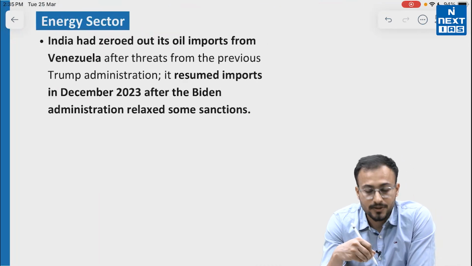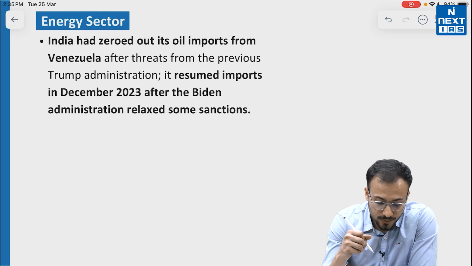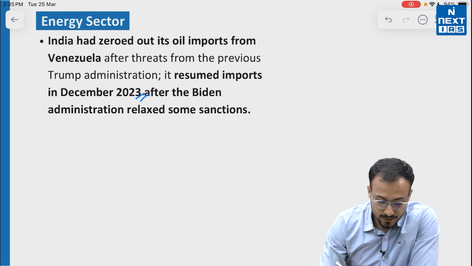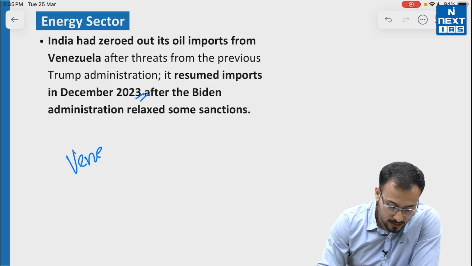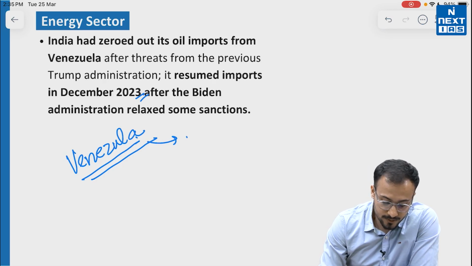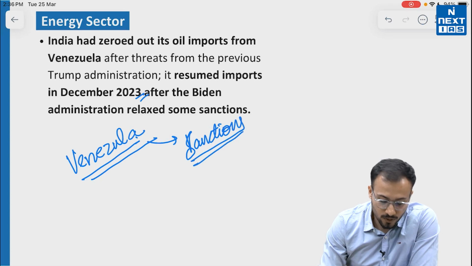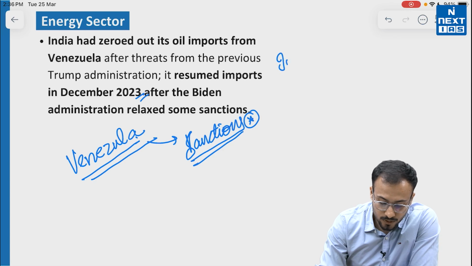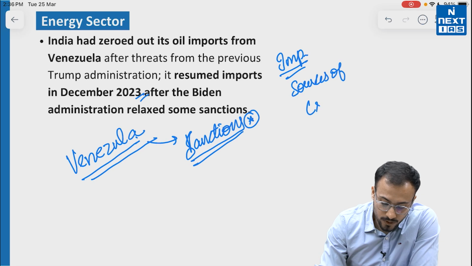The energy sector. This is also one of the contentious issues. India had zeroed out its oil imports from Venezuela after threats from the previous Trump administration. It resumed imports in December 2023 after the Biden administration relaxed some sanctions. So India imports oil from Venezuela. Now, Venezuela and the trading partners of Venezuela are being threatened by sanctions, and India also imports oil from Venezuela. So that is why it is important to look at the sources of crude oil.